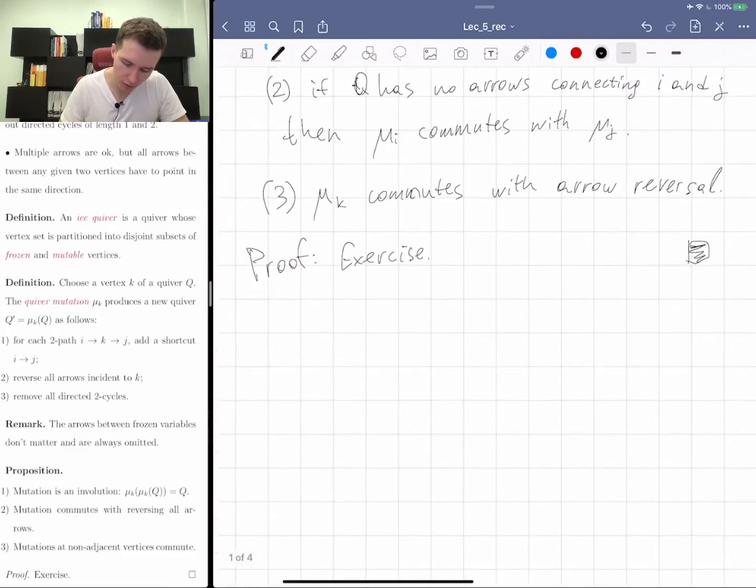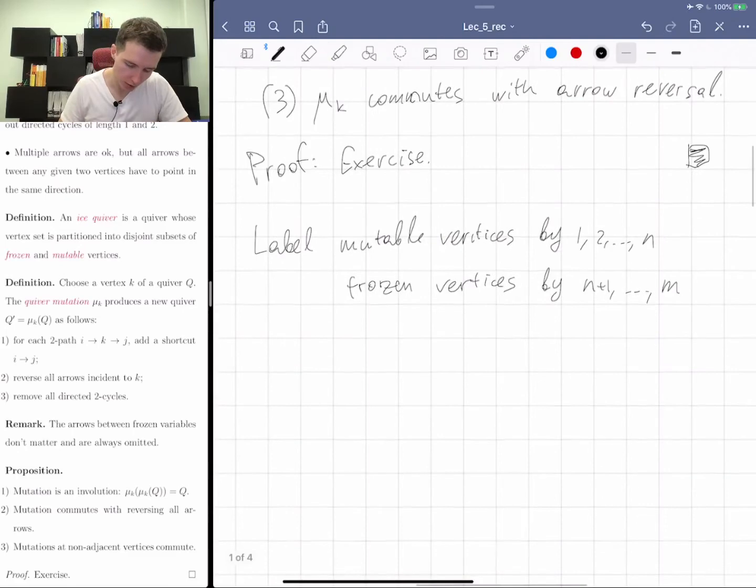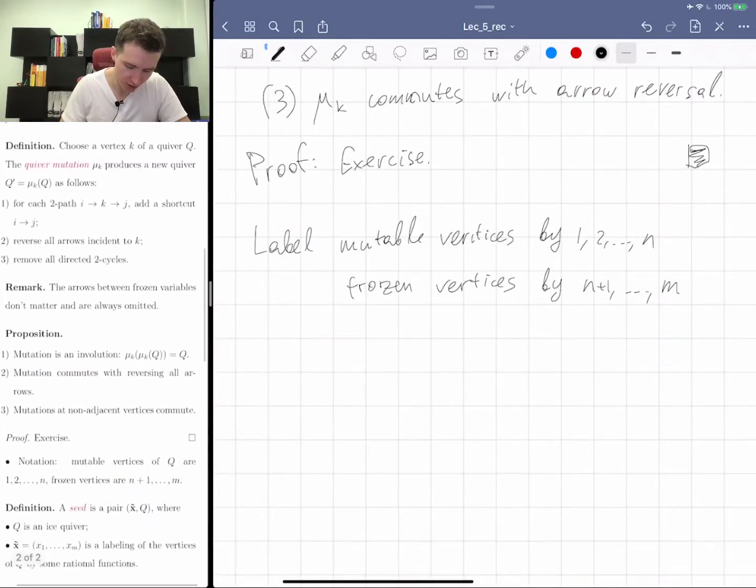I'm going to label mutable vertices by 1, 2, up to n, and frozen vertices by n plus 1 all the way up to m. So my quiver has m vertices, and then what I'm going to do is label every vertex by a rational function. That's the definition of a seed.